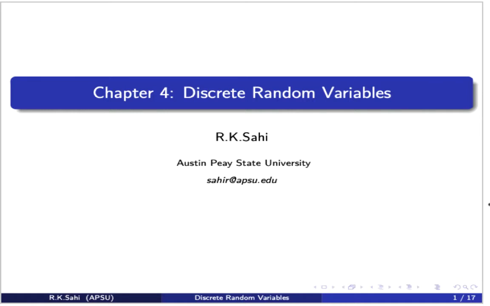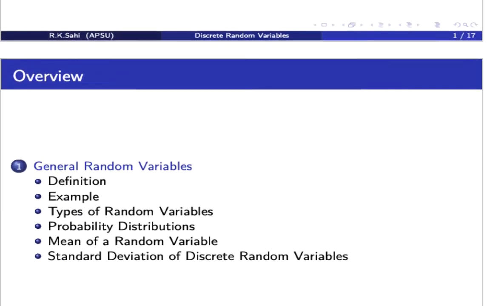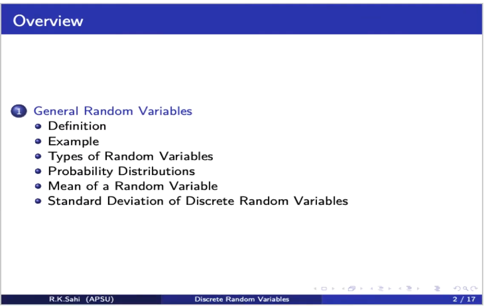Today we will be looking at discrete random variables. In discrete random variables, the things we are going to study are the following. First of all, we will be looking at what is a random variable, an example of random variables, some types of random variables. Then we're going to look at some distributions and then find the mean and standard deviation of discrete random variables.